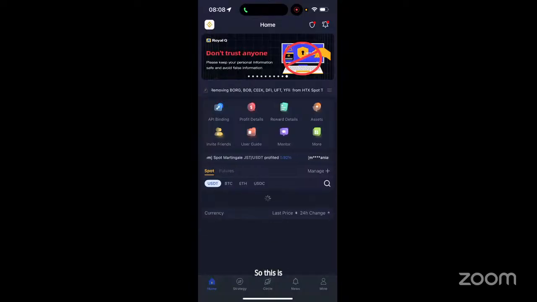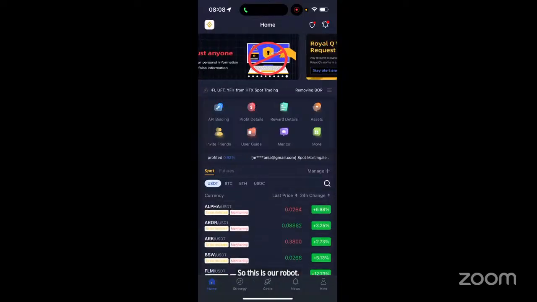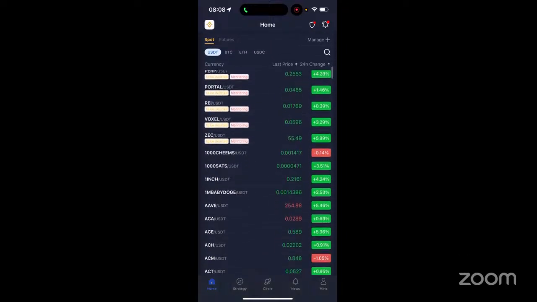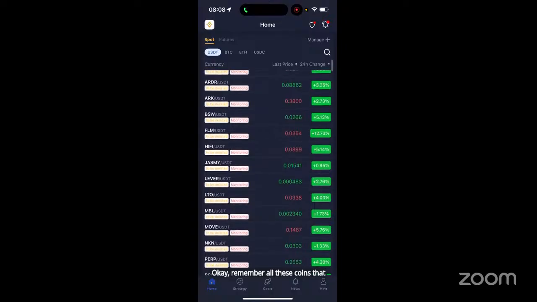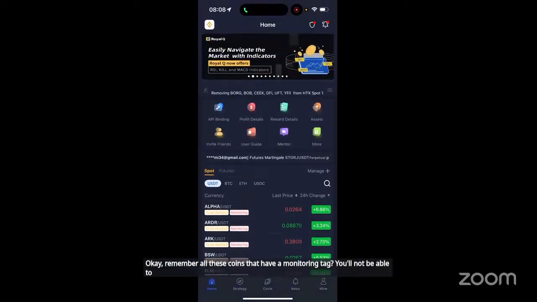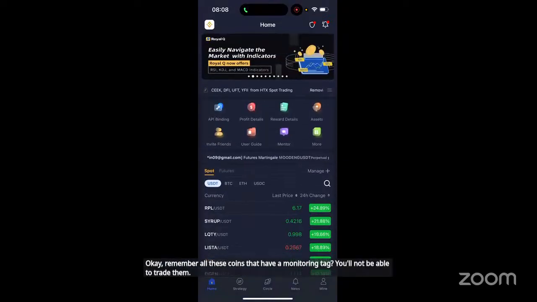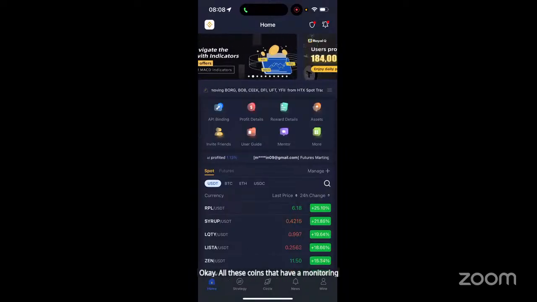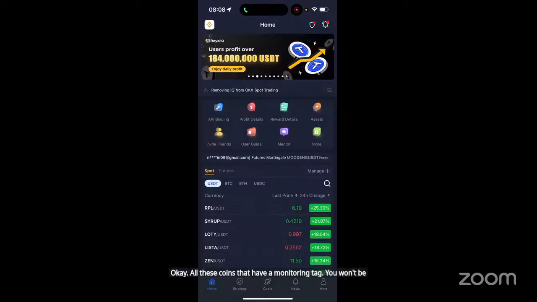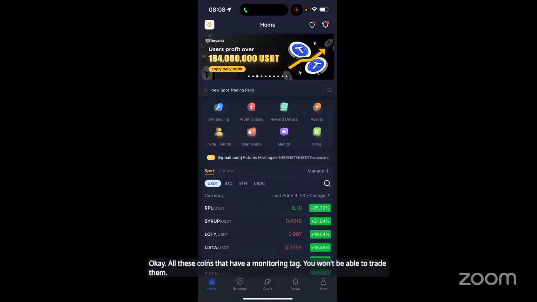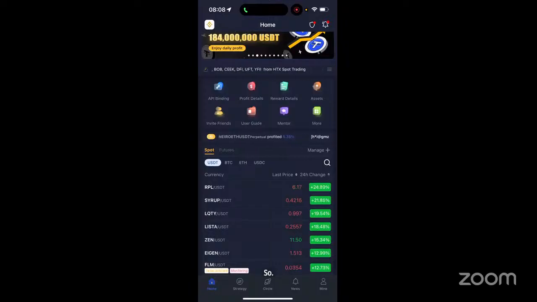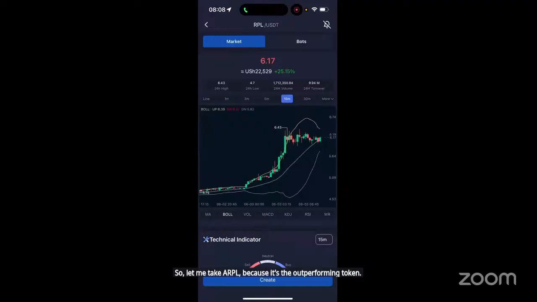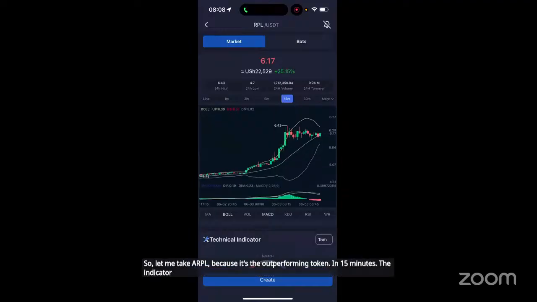So this is our robot. We have two sides. Remember, all these coins that have a monitoring tag, you will not be able to trade them. So let me take RPL because it's the outperforming token in 15 minutes. The indicator we are talking about is MACD.